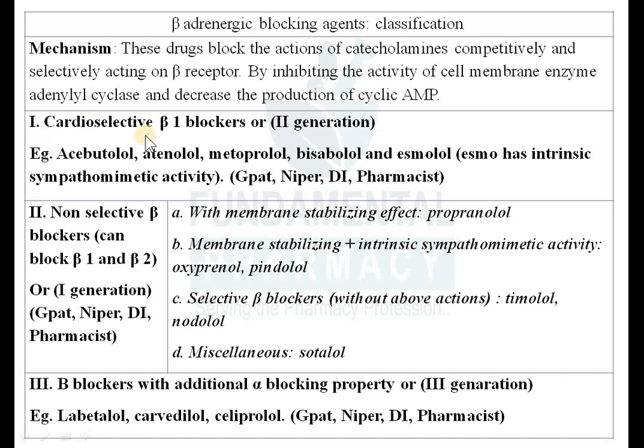सो फर्स्ट क्लास कार्डियो सिलेक्टिव बीटा ब्लॉकर. ओके, सेकंड क्लास नॉन सिलेक्टिव बीटा ब्लॉकर्स. Third class is beta blockers with additional alpha blocking activity. So first one is the cardio-selective beta blockers.